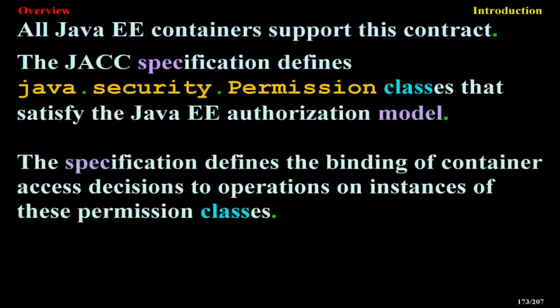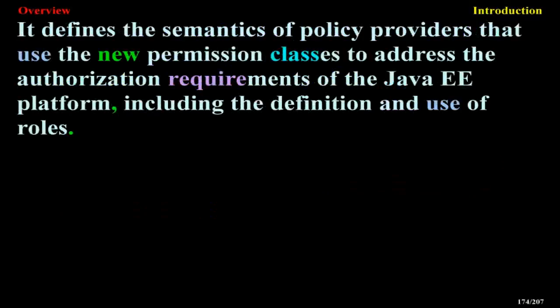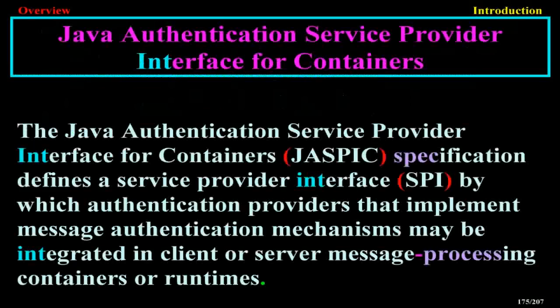This specification defines the binding of container access decisions to operations on instances of these permission classes. It defines the semantics of policy providers that use the new permission classes to address the authorization requirements of the Java EE platform, including the definition and use of roles.